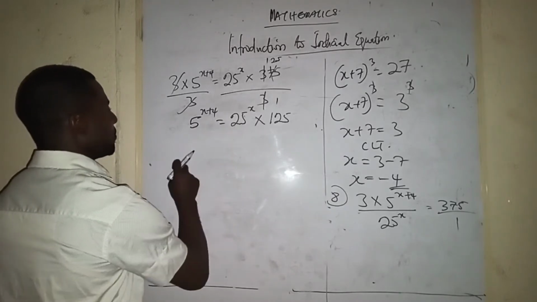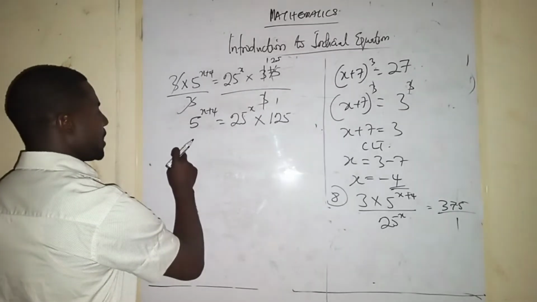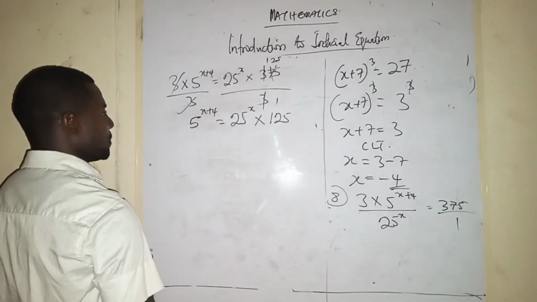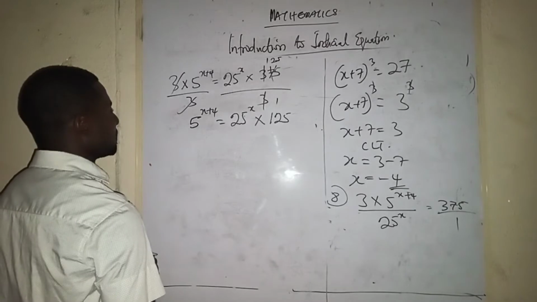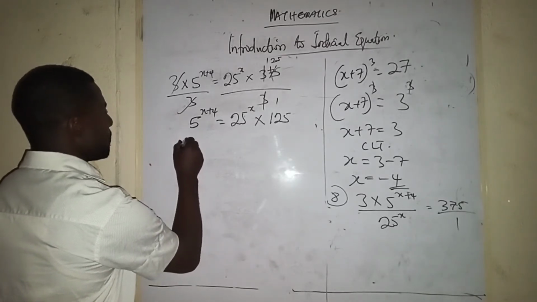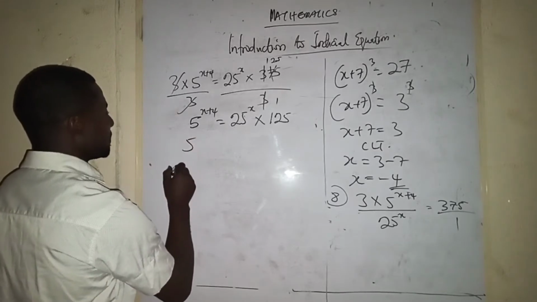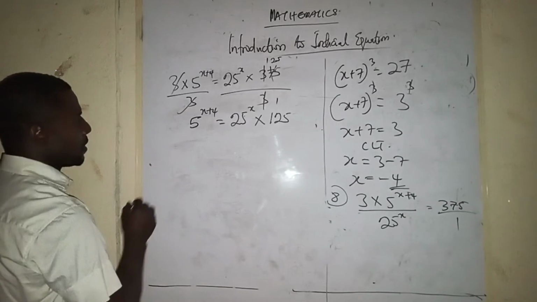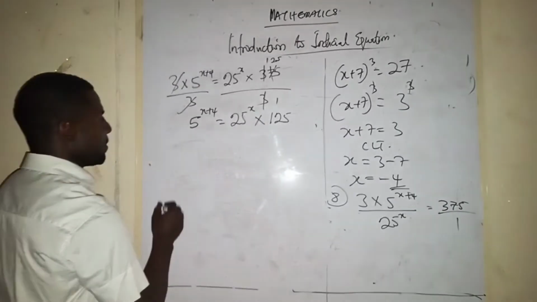Now let's move on. This is what you have here now. You can now look at it and bring all this one to this side. So in doing that, what do we get? Okay, let's divide through by 25 raised to power x.